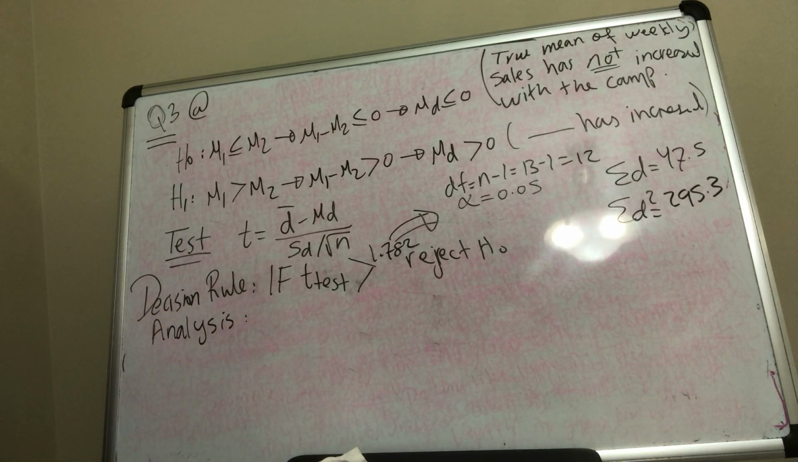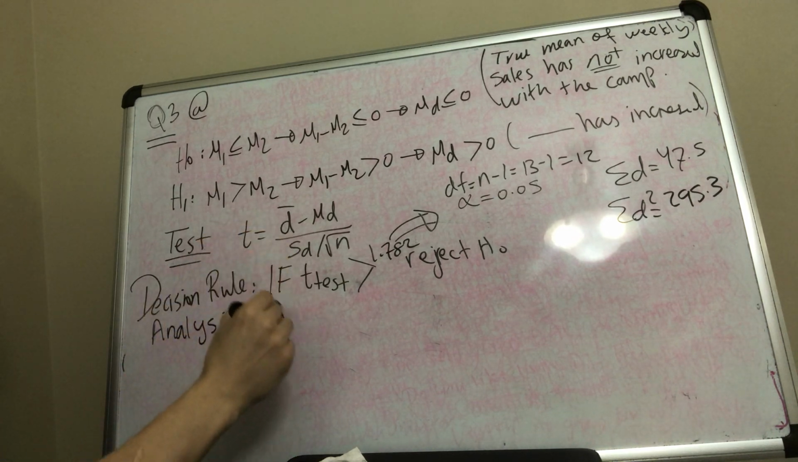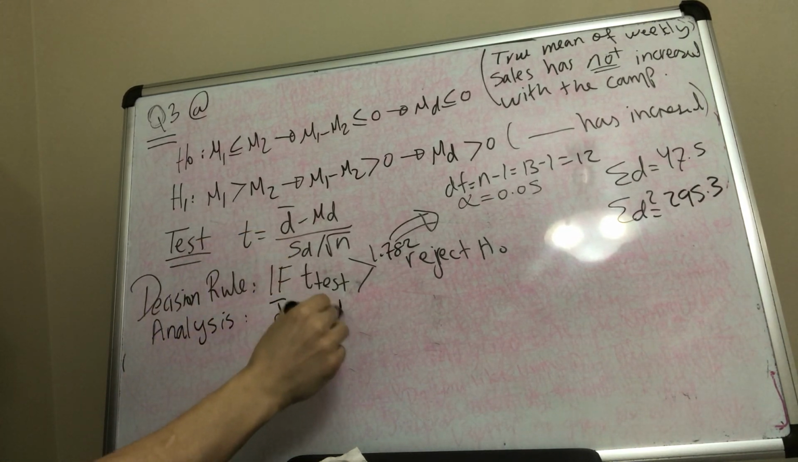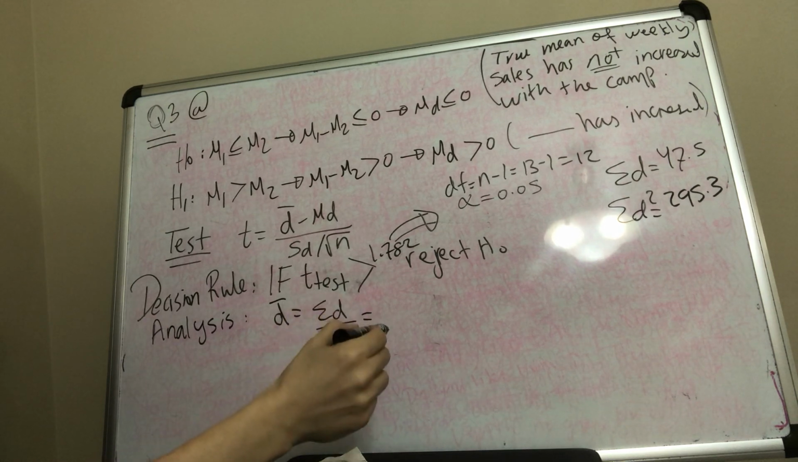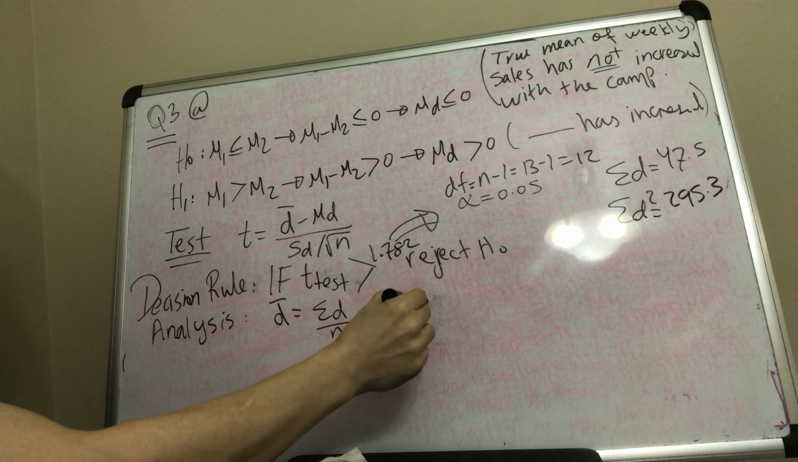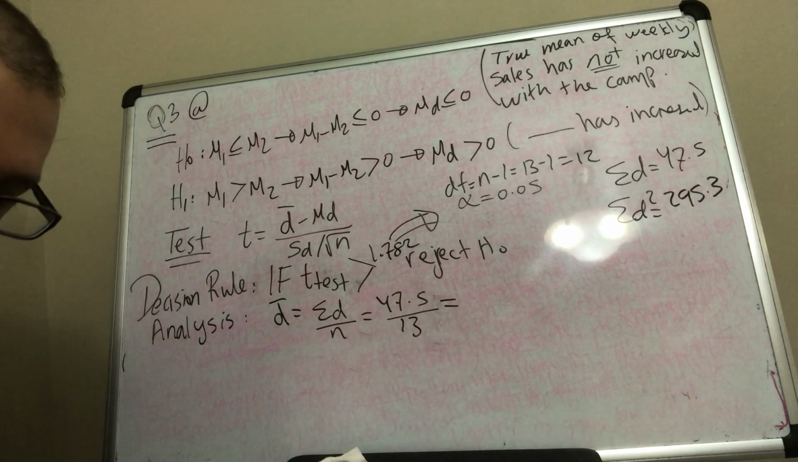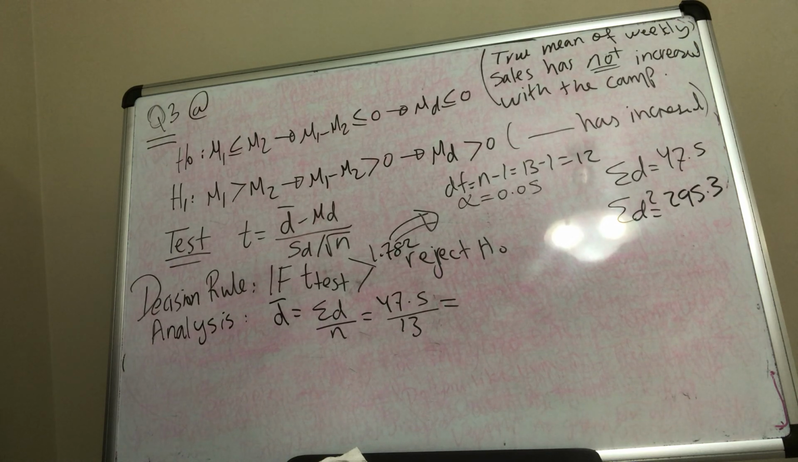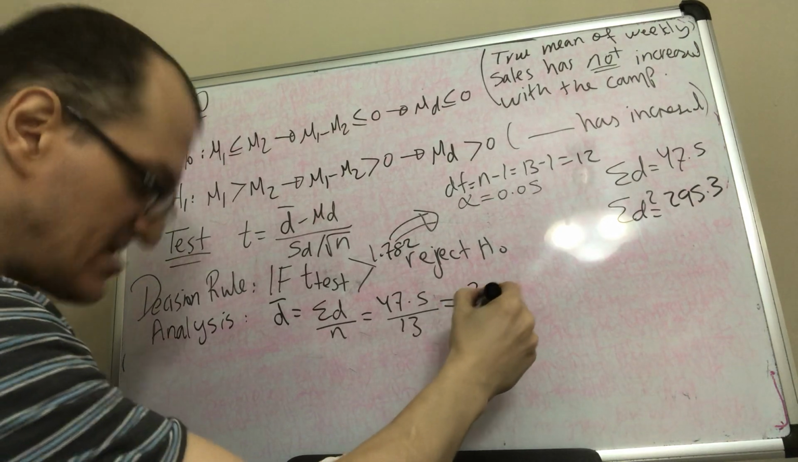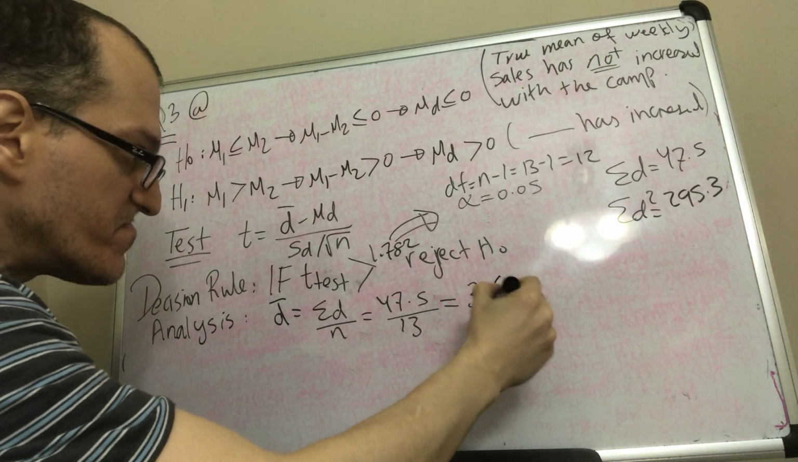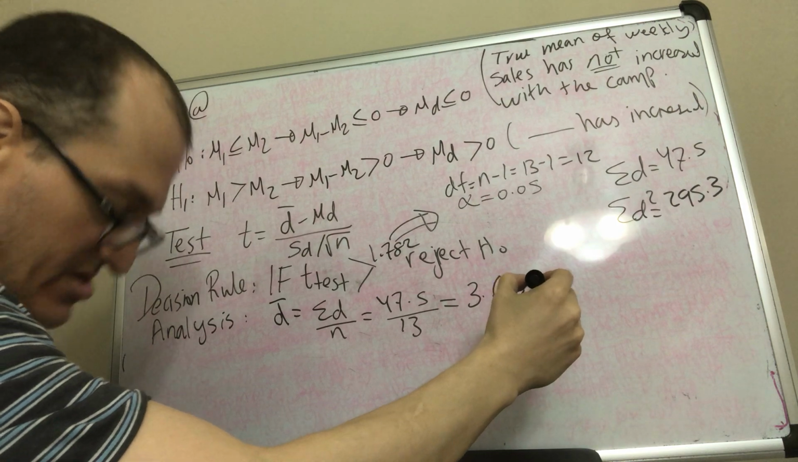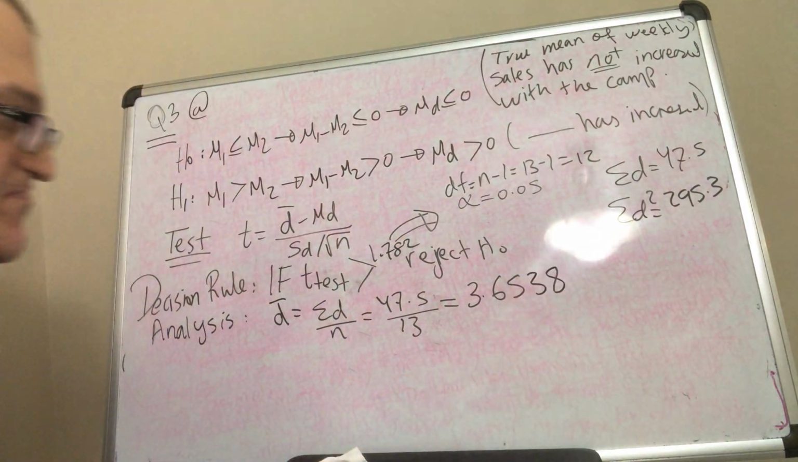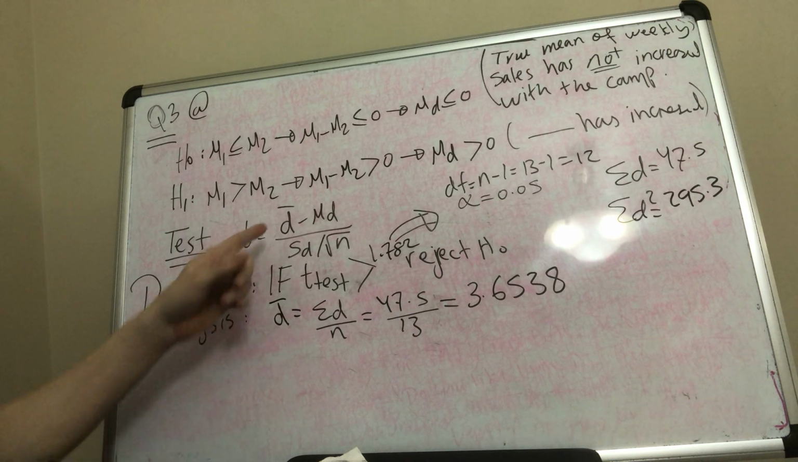Or also called calculations, we need to do everything. We start with d bar. That's the average of differences. So you take the sum of differences, you divide by whatever the sample is. So 47.5 divided by 13, and this will give you 3.6538. So I did d bar.